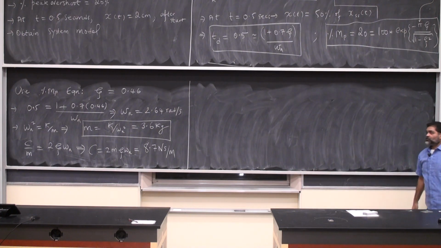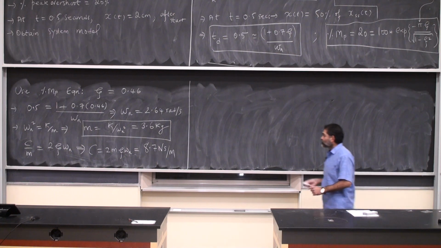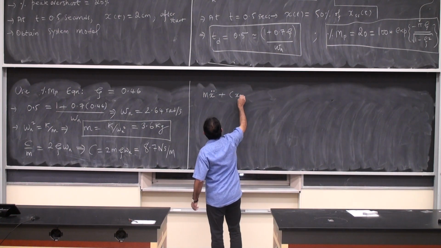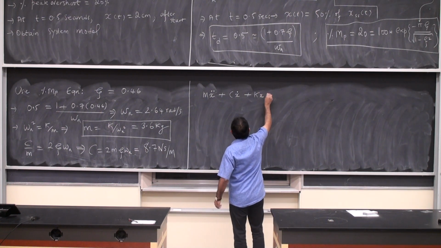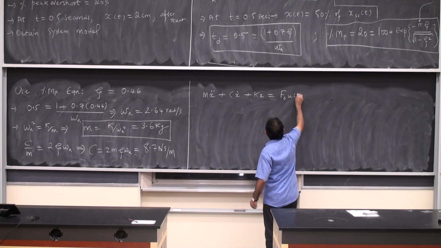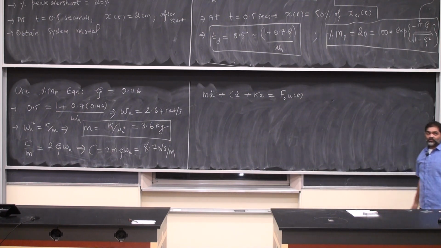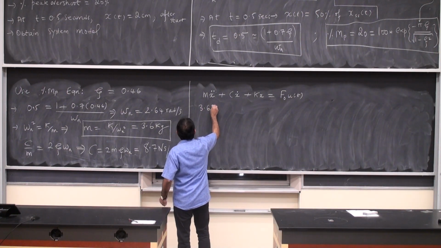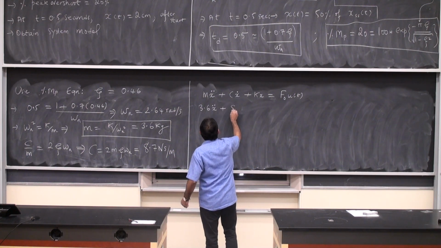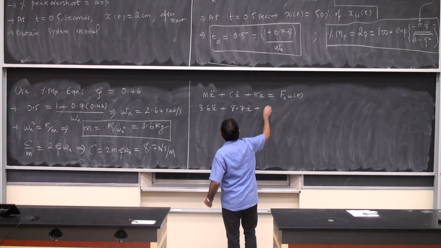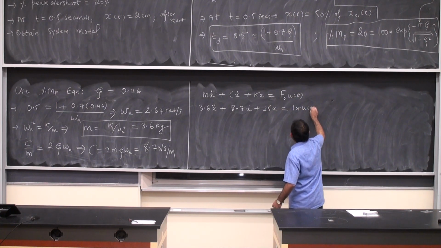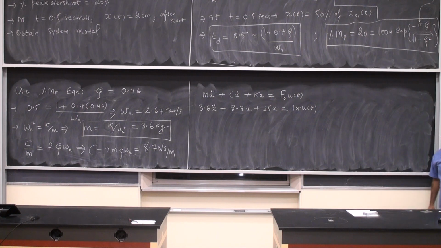Okay, system model is easy to write now. M x double dot plus C x dot plus K x, subjected to a step input. Okay, F naught is 1, M is 3 point something, C is something, and K is something. So this is 3.6 x double dot plus 8.7 x dot plus K is 25, equals 1 times u of t. This is one way of writing the system model.